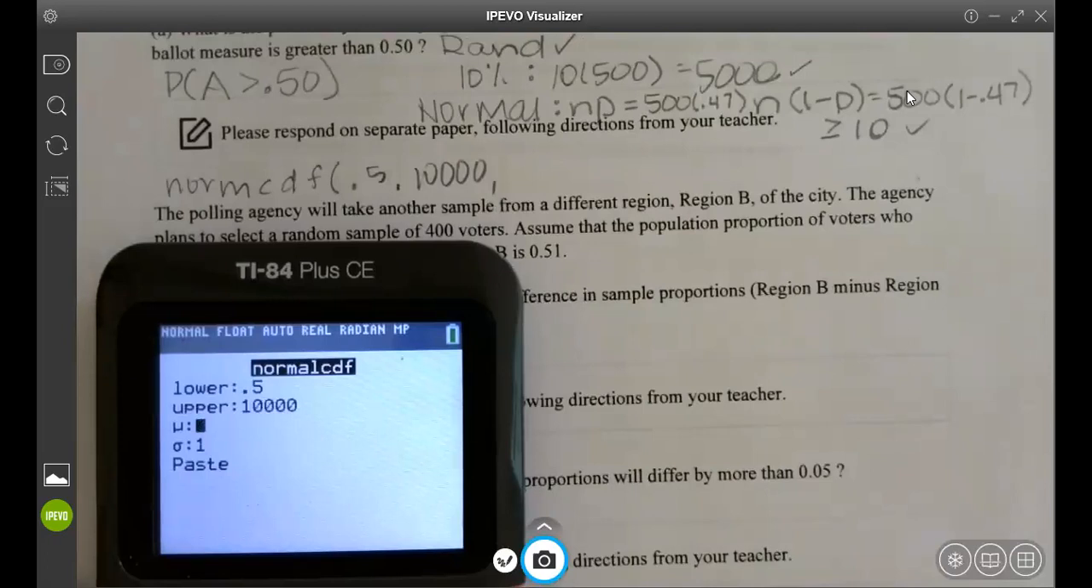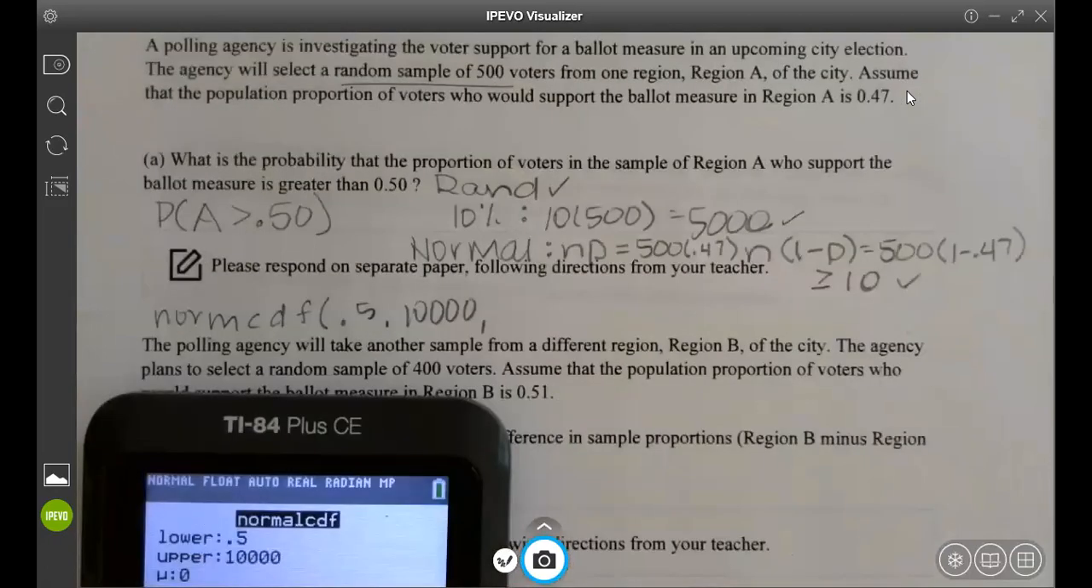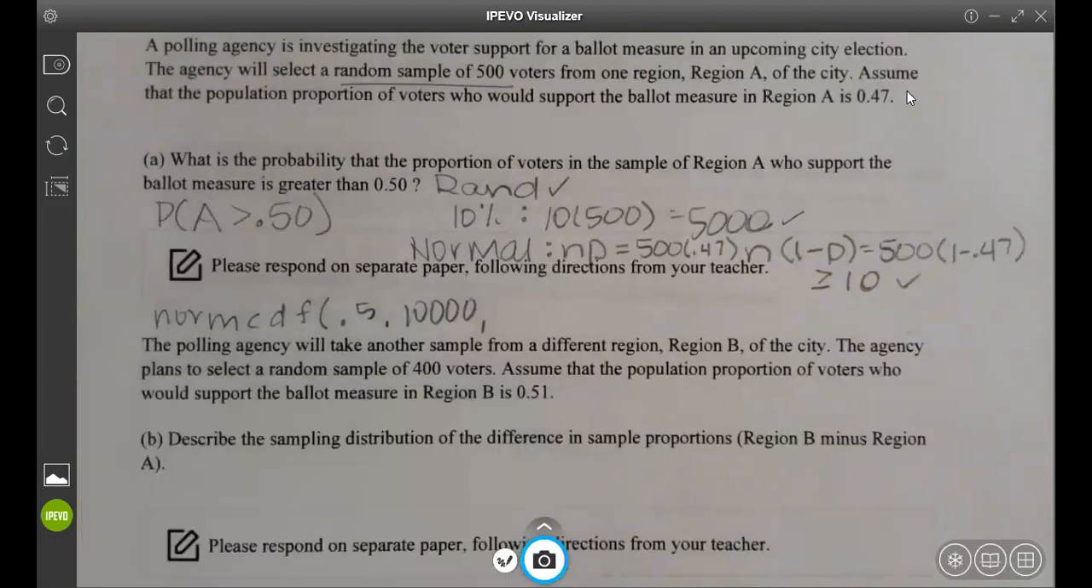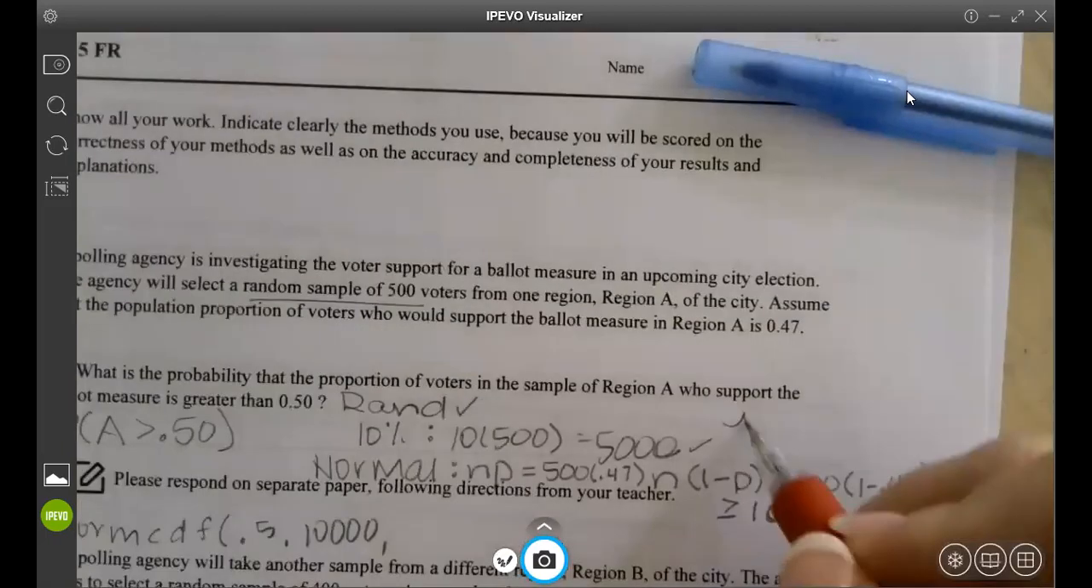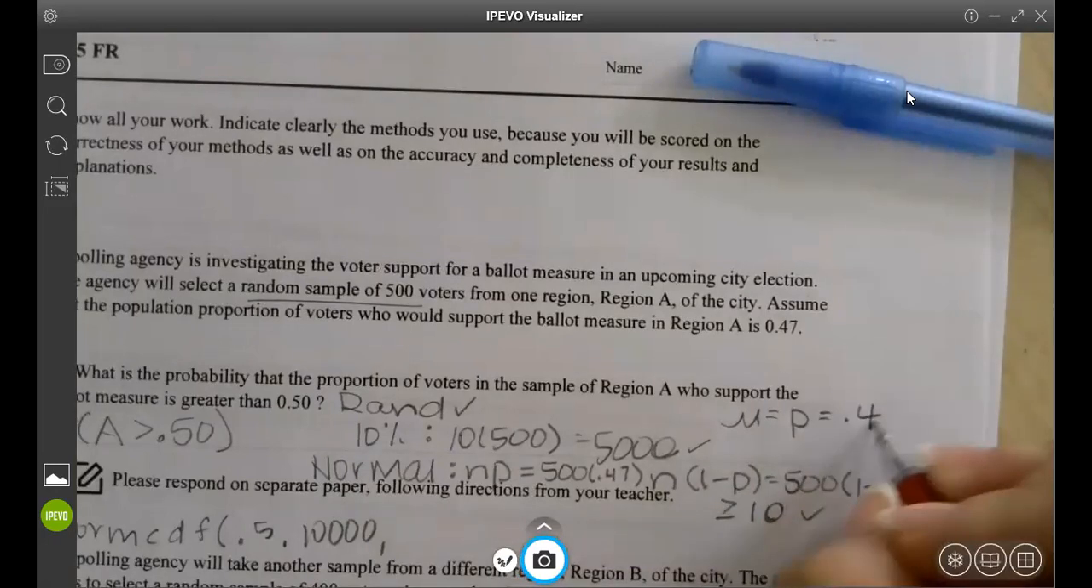Say it again. Where'd that come from? What's your mean going to be? Not quite. It is the 0.47. It is your proportion. So your mean is going to be equal to your proportion, which is 0.47.